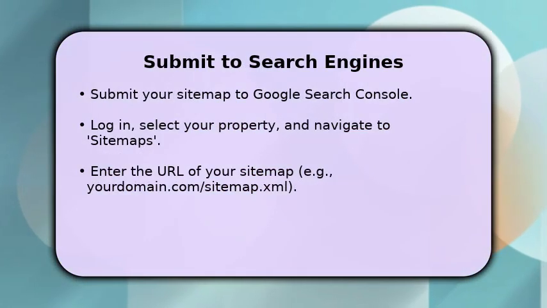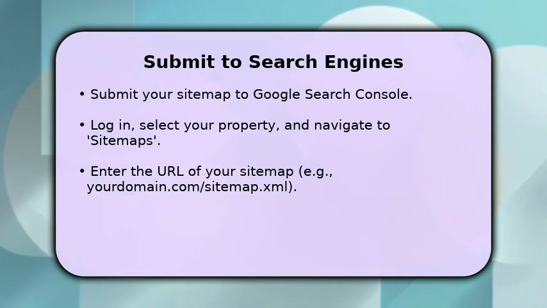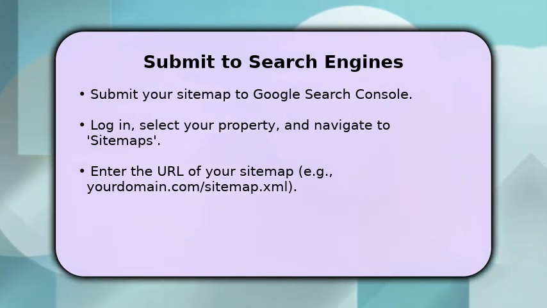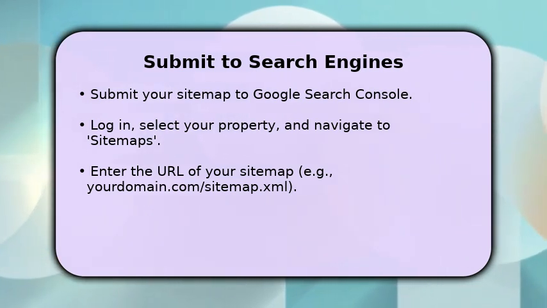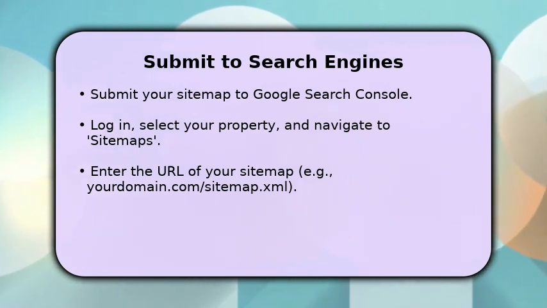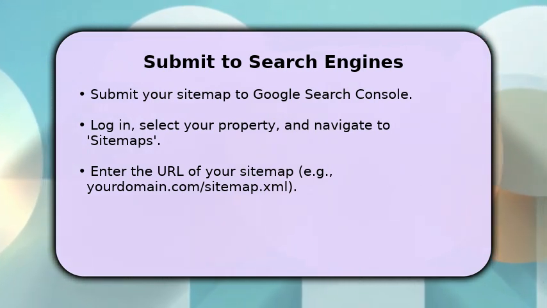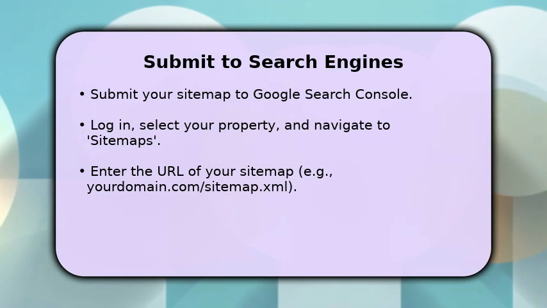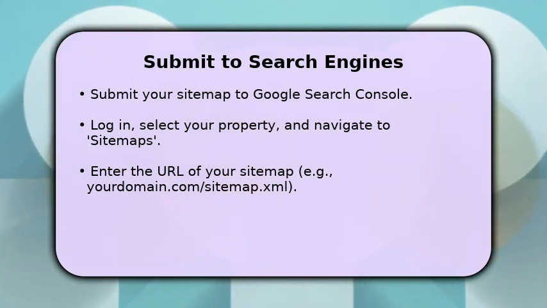The final crucial step is to submit your sitemap to major search engines. For Google, use Google Search Console. Log in, select your website property, and find the Sitemaps section. Here, you'll enter the full URL of your sitemap, typically your domain.com/sitemap.xml, and click Submit. This action directly informs Google about your website's structure and content, significantly speeding up the indexing process and improving your site's visibility in search results.